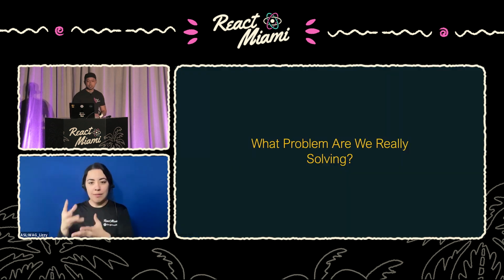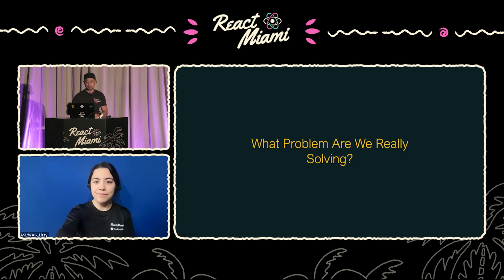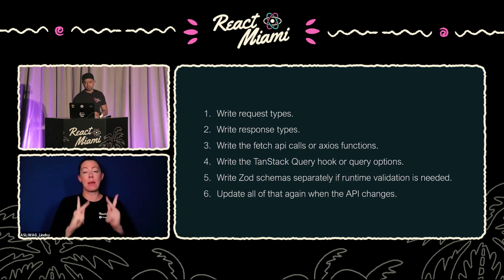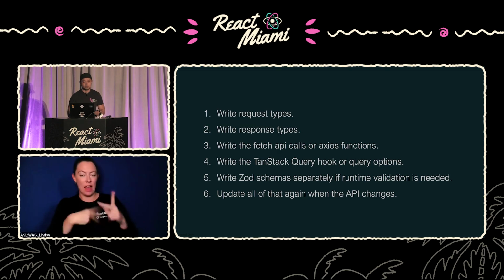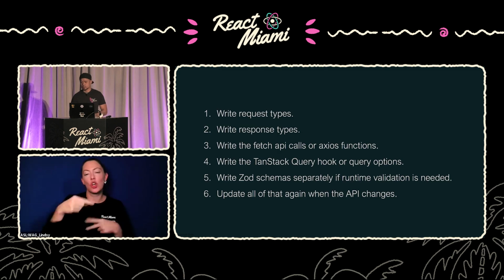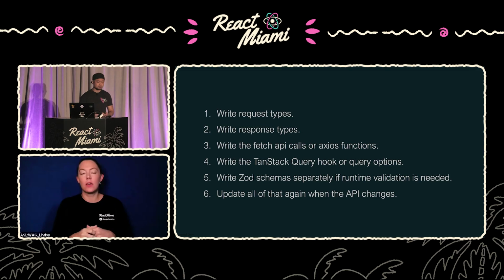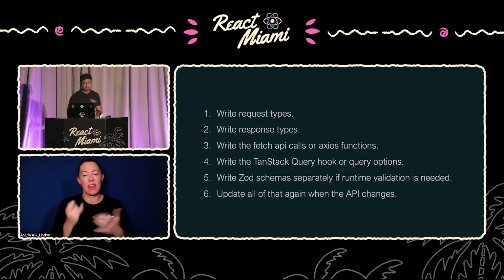So what problem are we really solving here? Before HeyAPI, a front-end React dev team usually does this by hand. Write request types, write response types, write the fetch API calls, in my case Axios, write the TanStack Query hooks or query options. What else? Write Zod schemas separately for runtime validation if runtime validation is needed in forms. What else? Update all of that again when the API changes. That workflow looks normal at first, but it breaks down as the API grows, right?